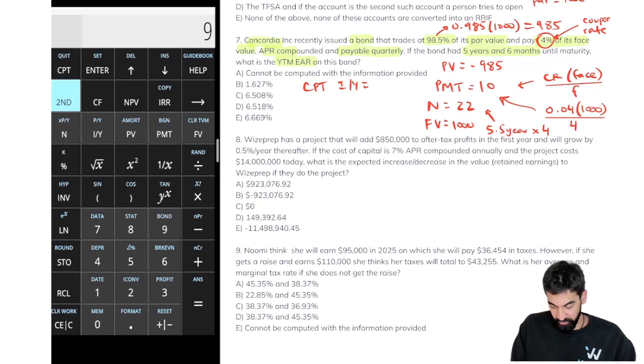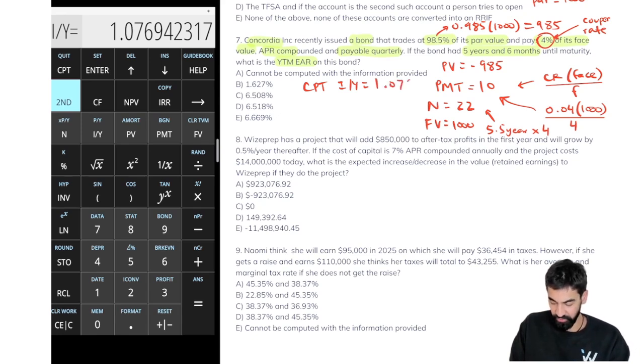So here I'm going to put negative 985 as my PV, 10 is my payment, 22 is my N, 1,000 is my FV. Compute IY. And this gives me 1.0769. In your calculator, it always gives you the IY already as a percentage. You don't times that by 100.